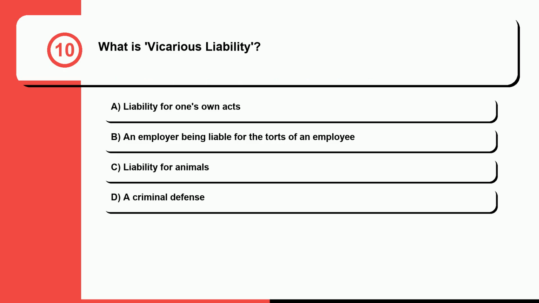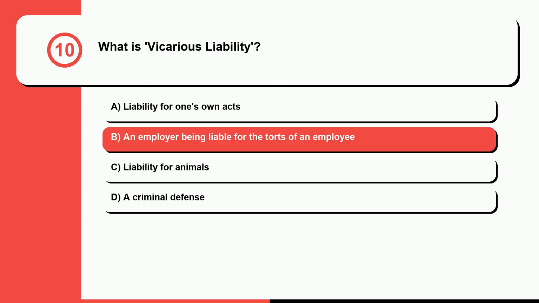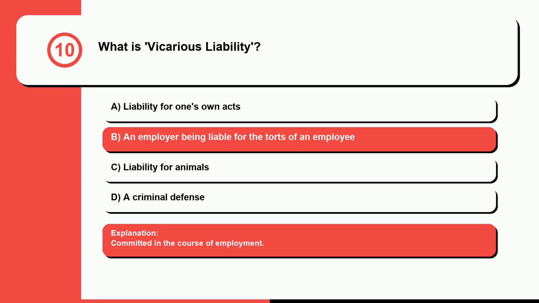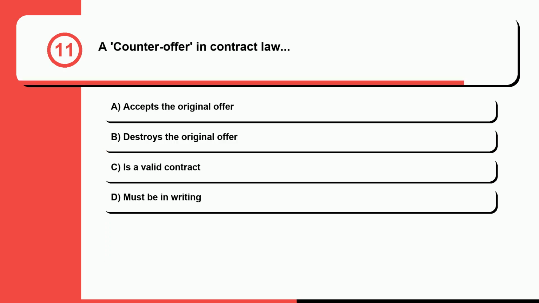Question 10. What is vicarious liability? A. Liability for one's own acts. B. An employer being liable for the torts of an employee. C. Liability for animals. Or D. A criminal defense. The correct answer is B. An employer being liable for the torts of an employee committed in the course of employment.